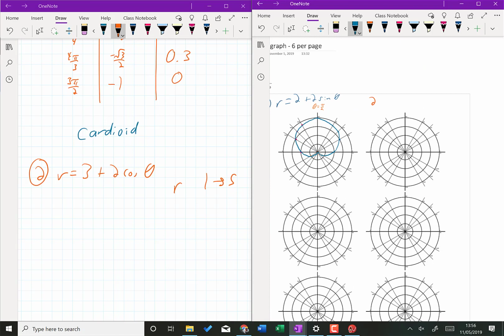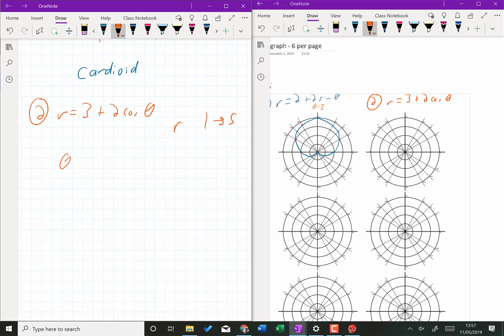I'm going to do this on the second slot here. r is equal to 3 plus 2 cosine of theta. And I'm going to do this on a graph that gave me 4. We can do a fifth. We'll be okay. We'll go off page for just a little bit, but we sneak in a fifth one just so I don't have to change grids. Okay, here we go with our T-chart. Theta, cosine of theta, 3 plus 2 cosine of theta.